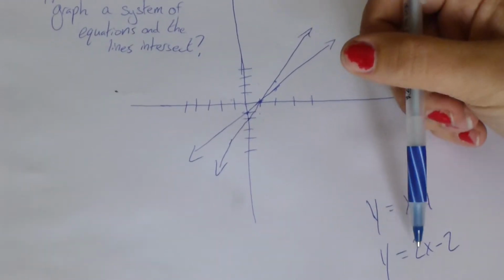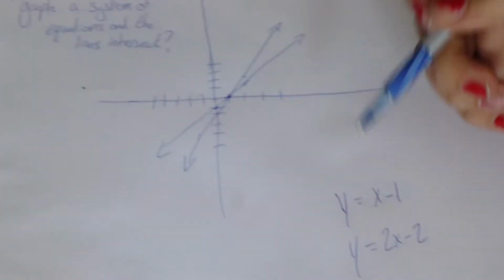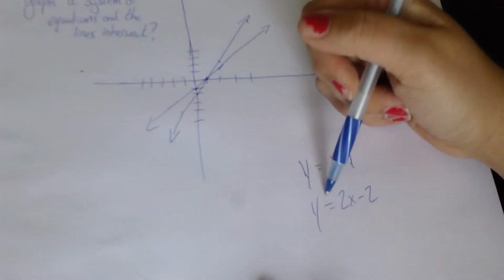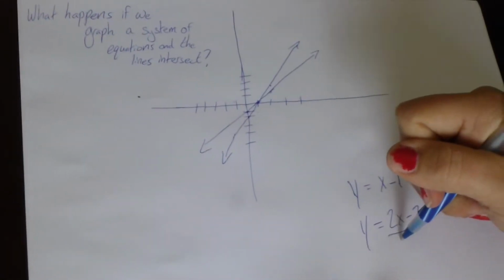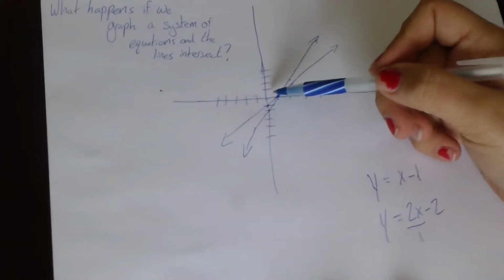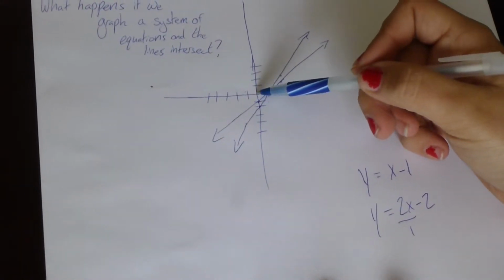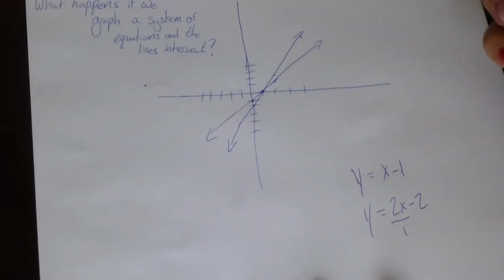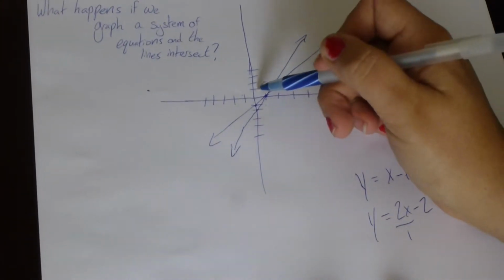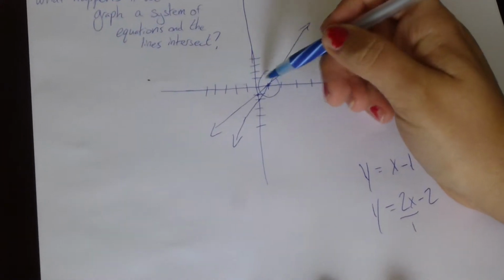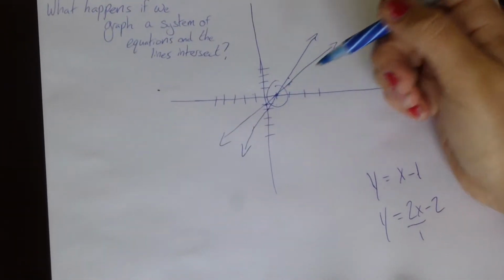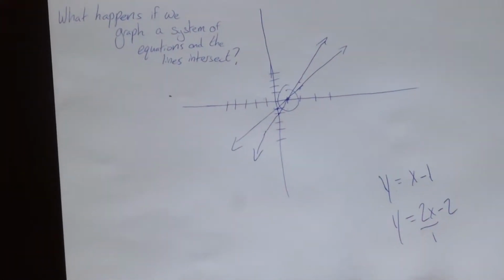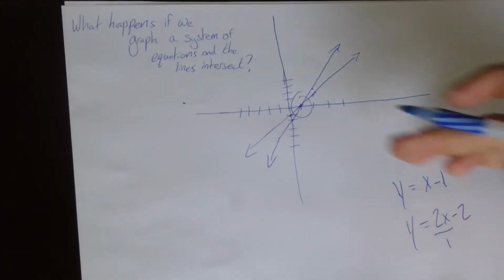The other equation, y equals 2x minus 2, shows that negative 2 is our y-intercept. 2 is our slope, or 2 over 1, which means we'll go up 2 and over 1. And again, do this a couple of times to get a line. So, as you can see, our lines intersect here at, what is that? Where x is 1 and y is 0.